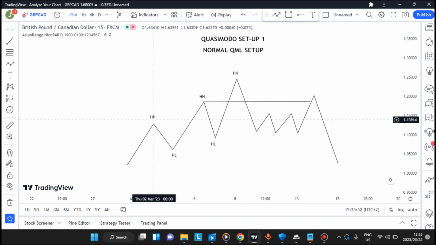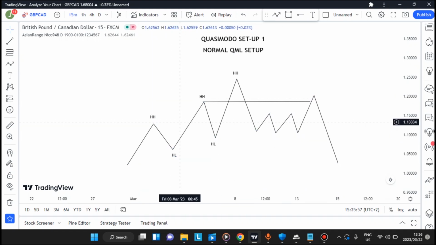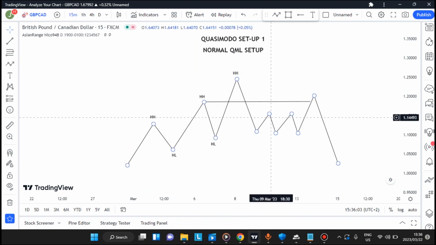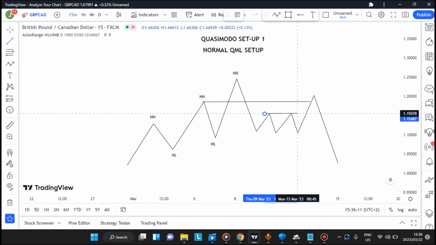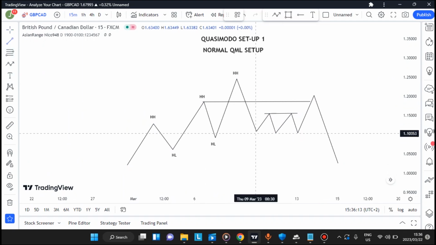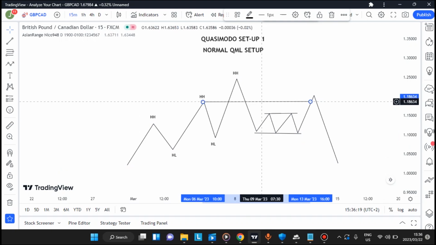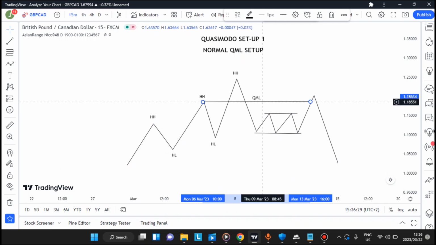So this is an upward trend because we have higher highs and higher lows. And then after the higher high, we have this liquidity here, this liquidity that is building over here. And then we have this level over here. Now this level, this is our Quasimodo level. This is our QML, our Quasimodo level. That there, guys, is our QML.